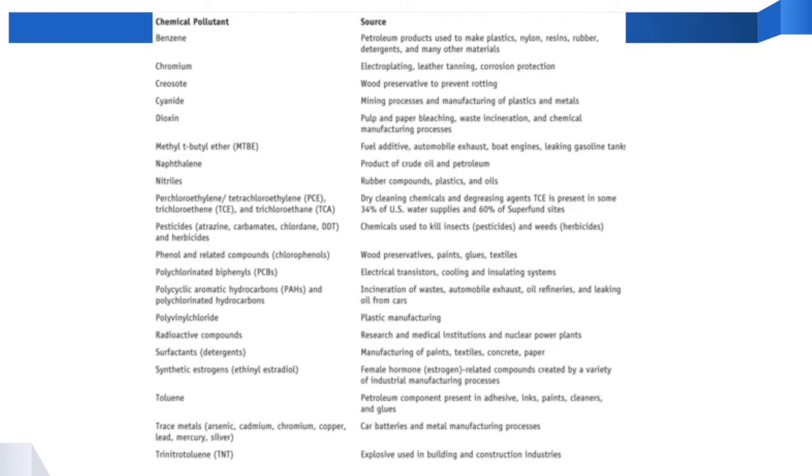So here we have a list of chemical pollutants. Just some of the chemical pollutants. There's a very, very long list of chemical pollutants, but here are just a couple common ones. For example, at the very beginning, you have benzene, and benzene can be found in petroleum products that are used to make plastics, nylon, resins, rubber, detergents, and many other materials.